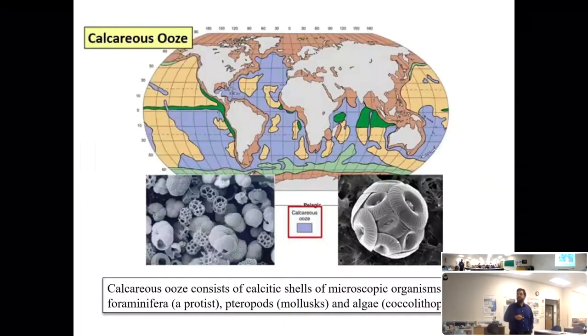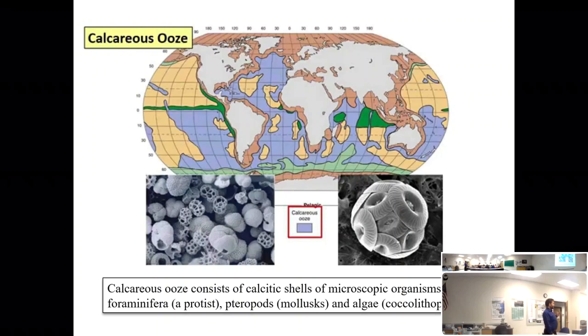Okay, neritic, pelagic, so we already talked about this. There's your calcareous ooze. So what's the calcareous ooze made out of? It's made of the calcium carbonate shells and tests of these, like, that's a coccolithophore right there. There's foraminifera, there's pteropods, there's all sorts of things that are planktonic and they compose that ooze. We call it ooze.